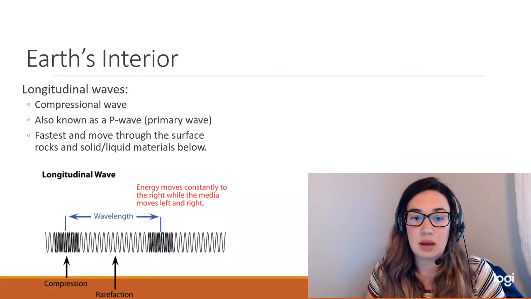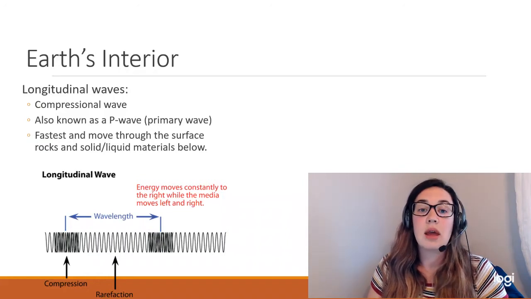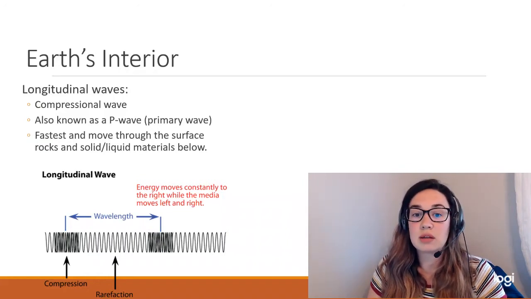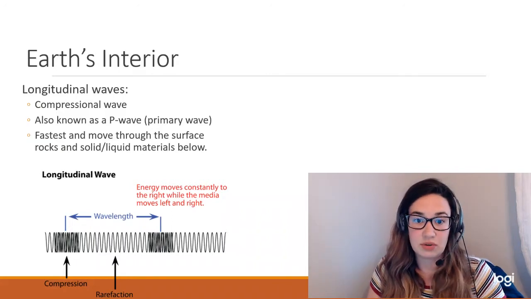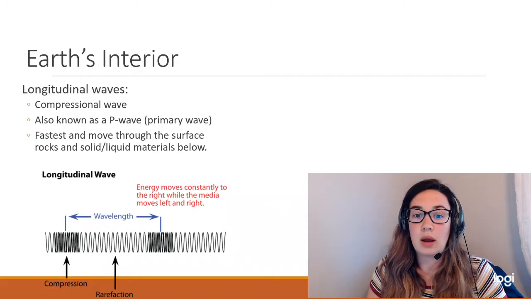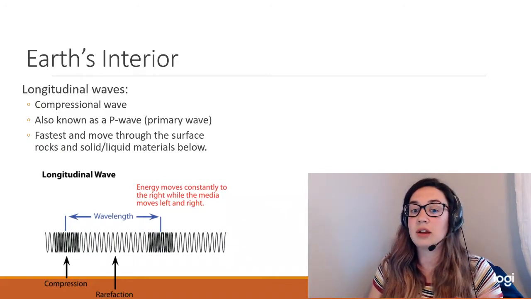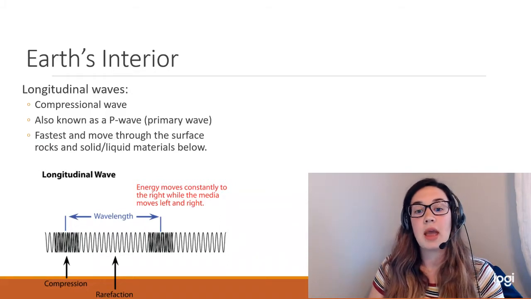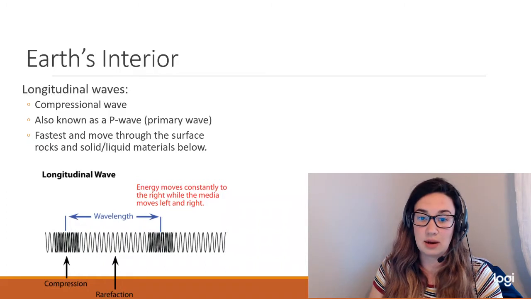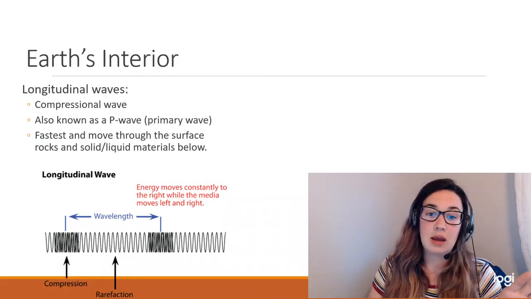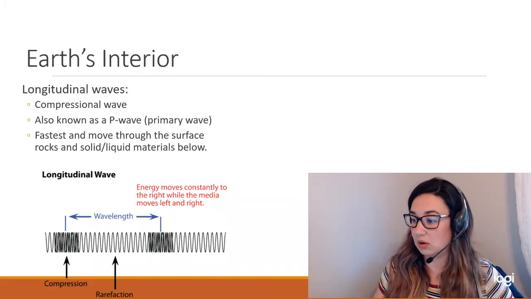P waves are the fastest of the waves, and they move through surface rocks and the solid or liquid materials below the surface rocks. In this particular image, you can see the longitudinal wave. You can see where the compression is happening, and the energy is moving to the right in this particular case. And the media is moving to the left and the right, like what you would see on Earth's surface.